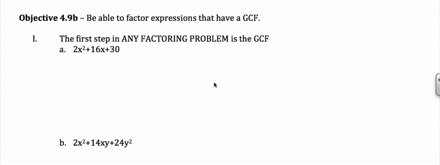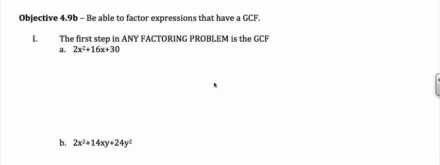Alright guys, today we're looking at factoring expressions that have a GCF. Now, this is not exactly the same as what we were doing last chapter when I told you to simply factor out the GCF. This is just the first step in a longer factoring problem. You're doing the same thing as you were then, but then you need to check to make sure no other factoring can be done.